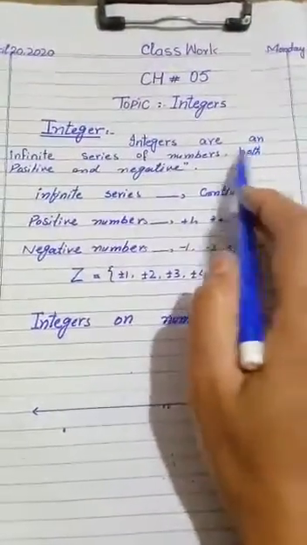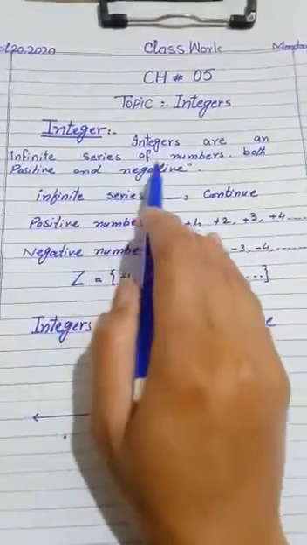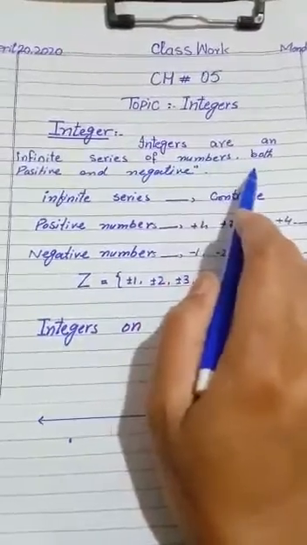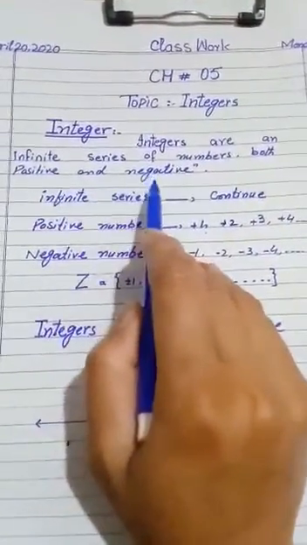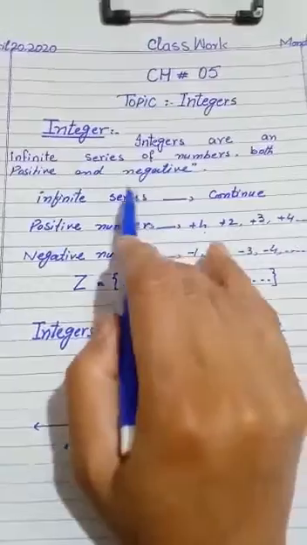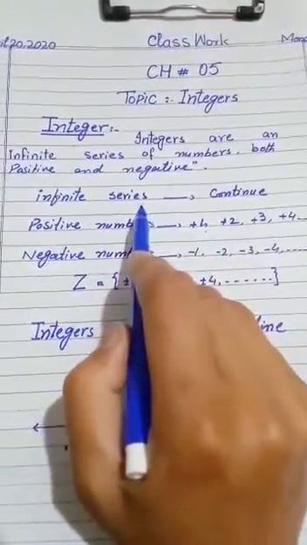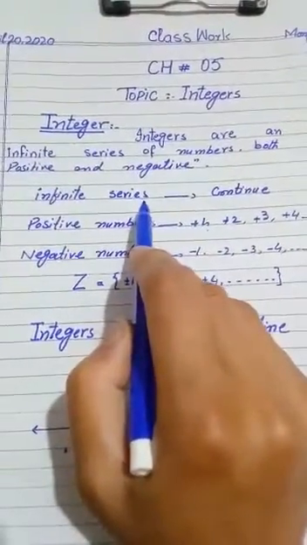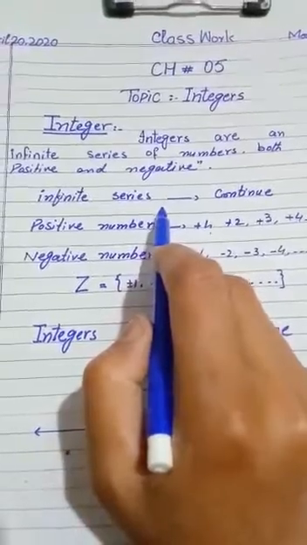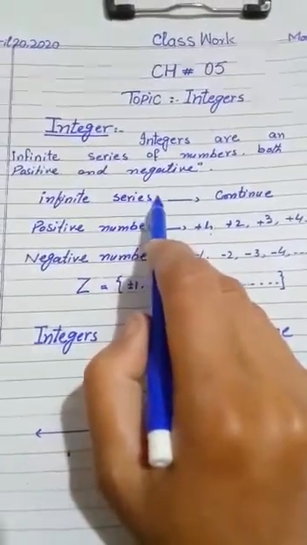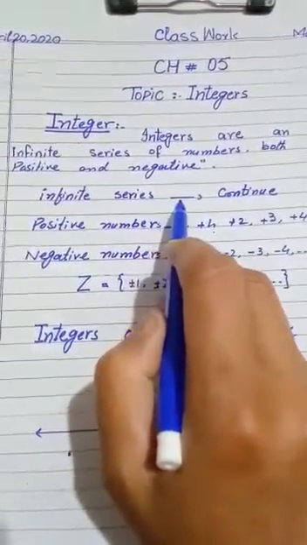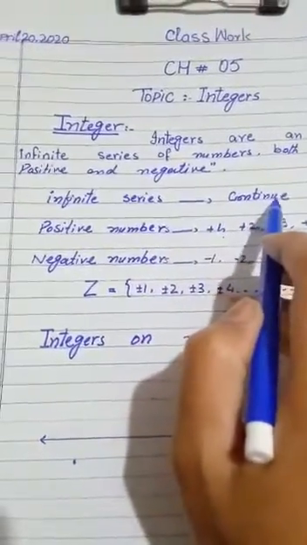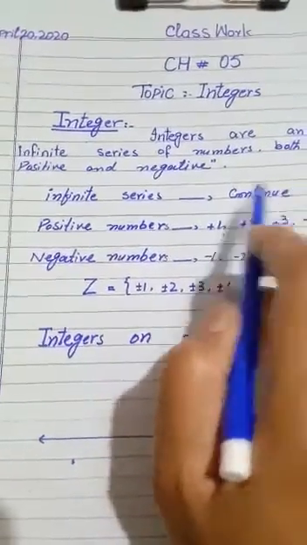Today we have to start chapter number 5, and the topic is integers. And what are integers? Integers are an infinite series of numbers, both positive and negative. Infinite series means numbers which have no ending point, and these numbers are continuously moving forward.